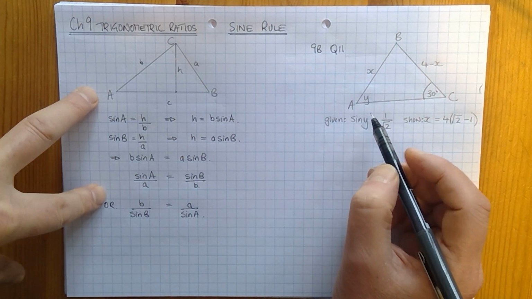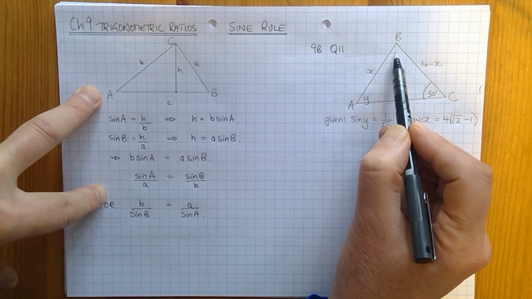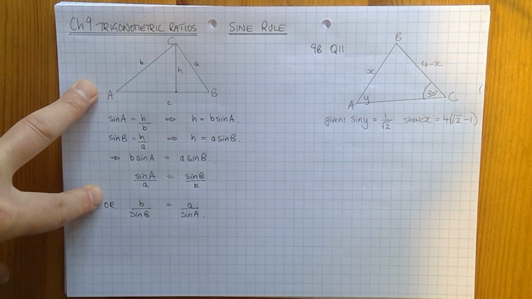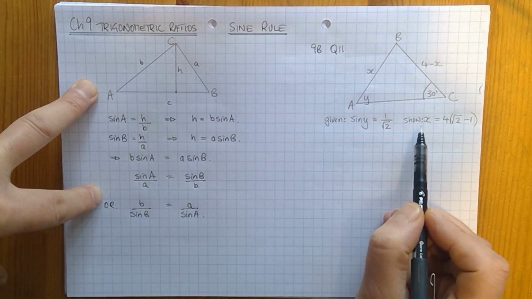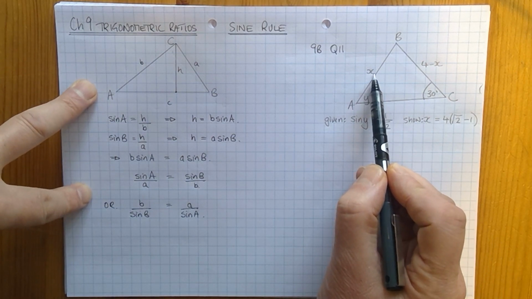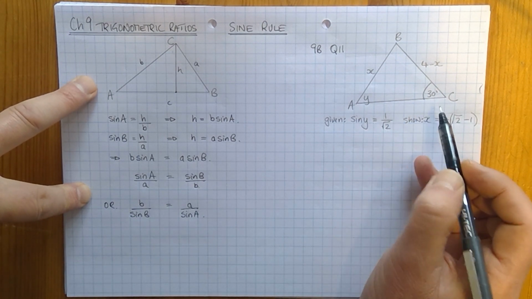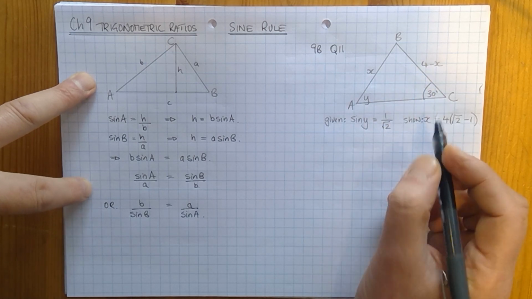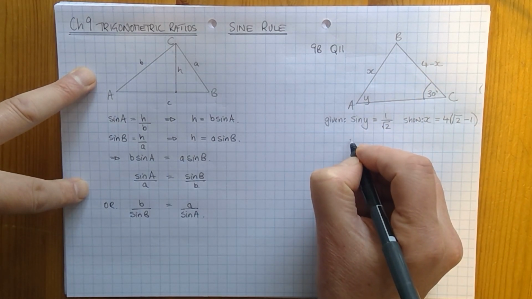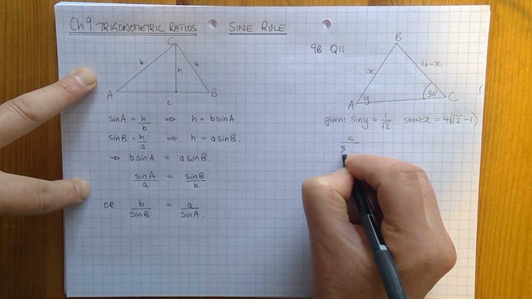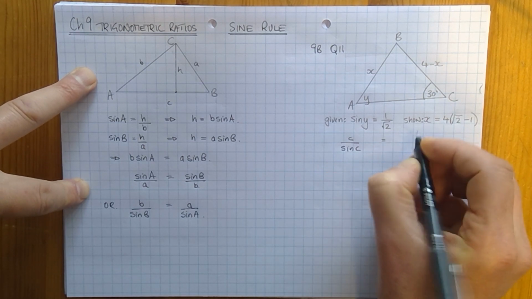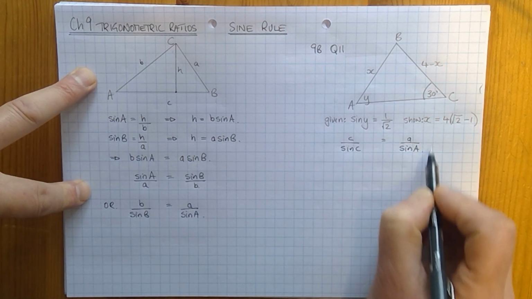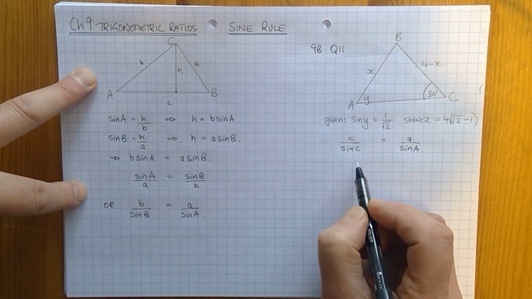Tricky here to know exactly where to start, although we're not dealing with angle B, nor do I have side B. So I'm going to write out the sine rule with the lengths on top. So I'm going to use this variant here, with A and C, angles A and C, sides A and C as my sides and my angles. So I'm going to start with c over sine C equals a over sine A. So that's the formula I'm going to use, that's the rule.